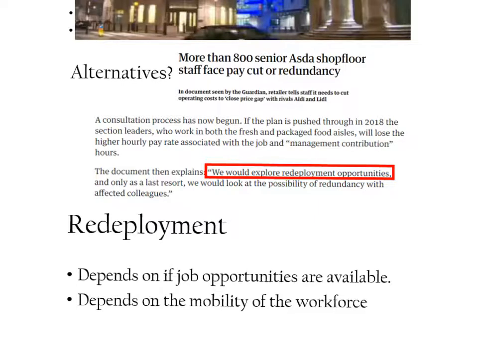If they're making massive cuts and the business's corporate objective is to survive, then redeployment probably would look unlikely. It also depends on the mobility of the workforce. Now, if the workforce are very mobile, it probably makes redeployment quite easy. So if they've got various degrees of skills, experiences, qualities, then they should be able to be redeployed quite easily with an easier transition.